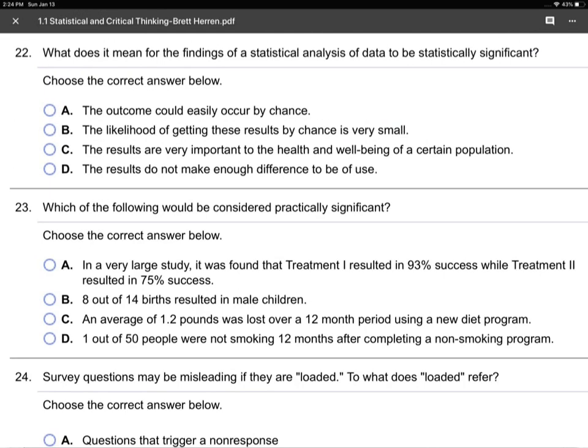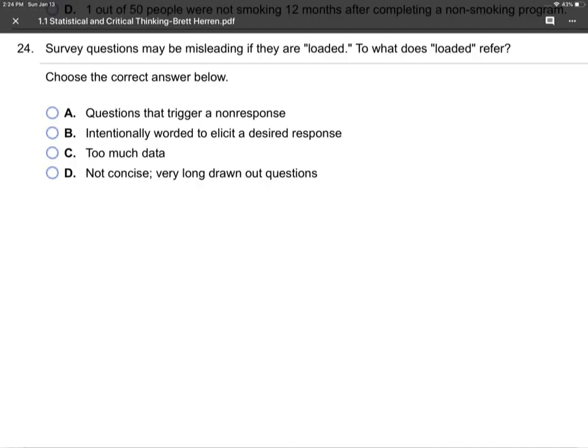22, what does it mean for findings of a statistical analysis to be significant? These are all practically easy. We went over that. 24, loaded questions. I think that'll be easy. Questions that trigger a response. Choose the correct answer below. Worded to elicit a desired response. So it's B. Intentionally worded to elicit a desired response. All right.